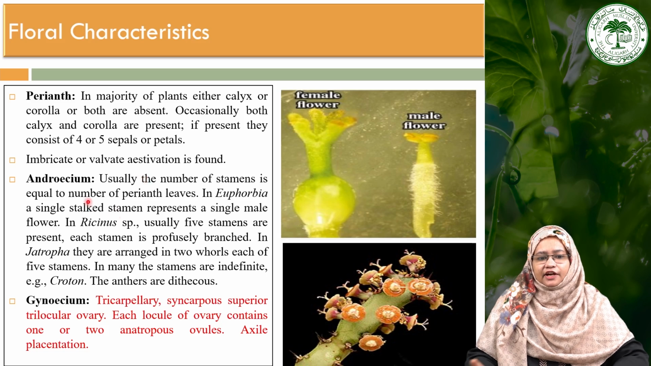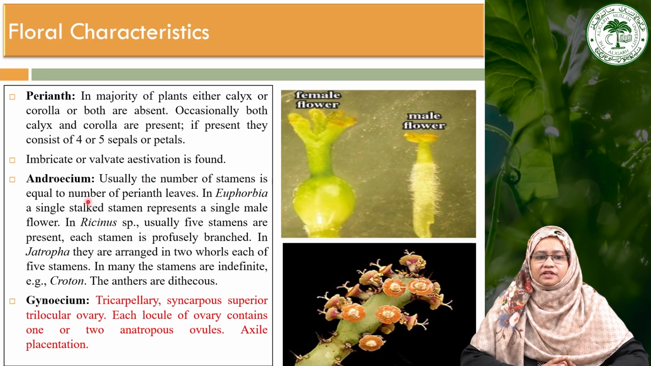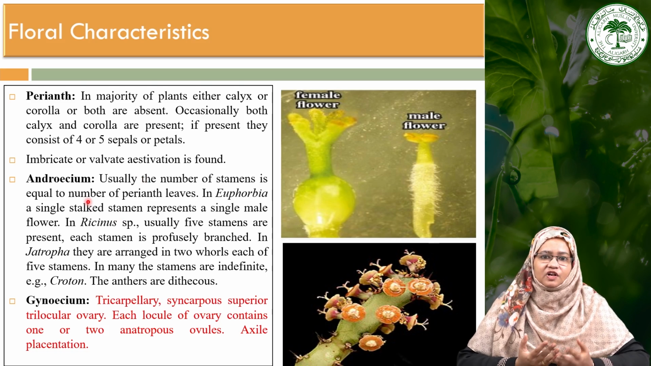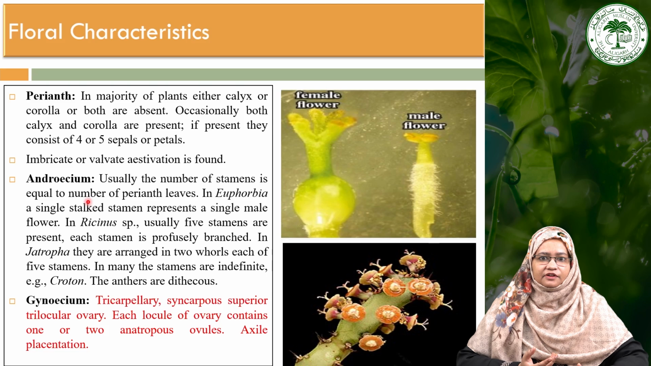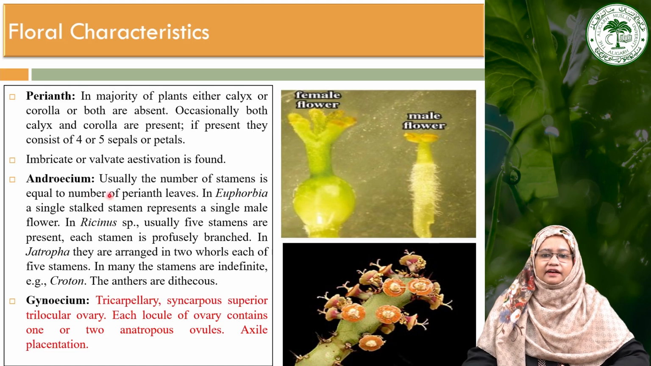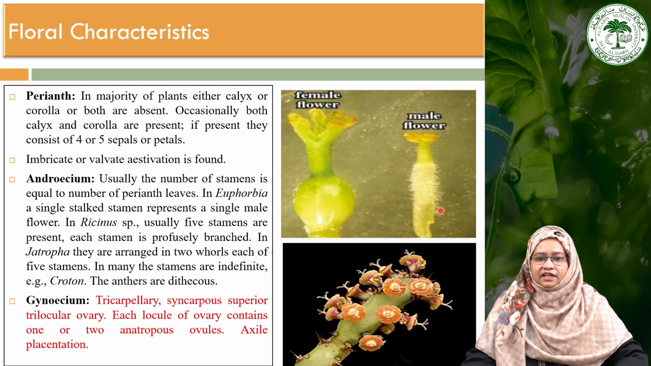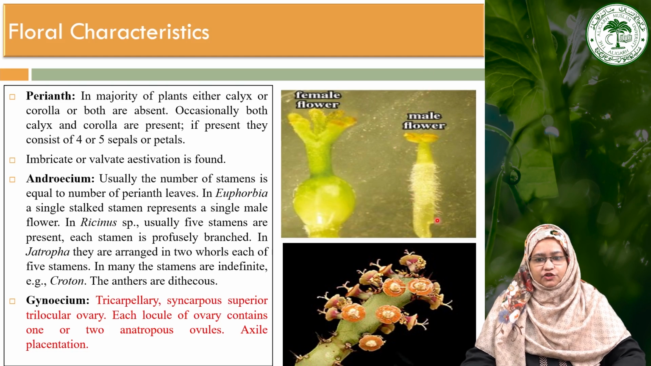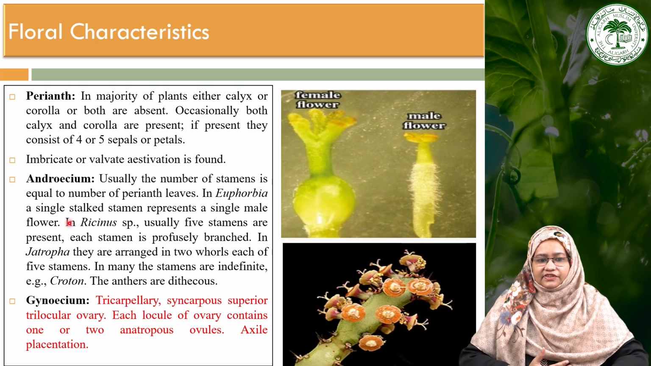Then you can see the androecium. In the androecium, the number of stamens is equal to the number of perianth leaves. So there is quite a variation in the number of stamens also. It is equal to the number of perianth leaves present in this particular family. Like in the case of Euphorbia, a single stalked stamen represents a single male flower. As we can see here, this is the male flower of the Euphorbia genus. This is the pedicel, and this is the stamen, this one is the filament, and these are the anthers. So in Euphorbia, it is represented by only a single stamen.